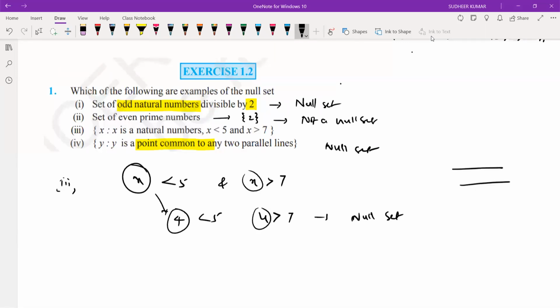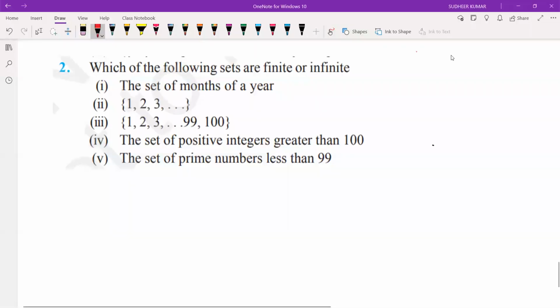Do you understand? Yes, sir. Infinite. Finite set. Finite. This is finite. Next one. Infinite. And this is finite. Finite set. Finite. The set of positive integers greater than 100 is infinite. The set of prime numbers less than 99 is finite. That's it. Finite.